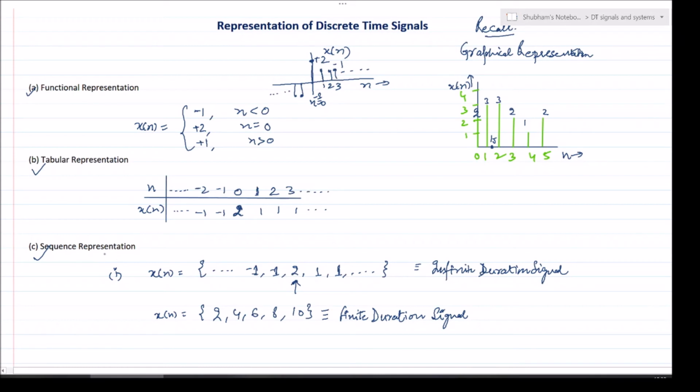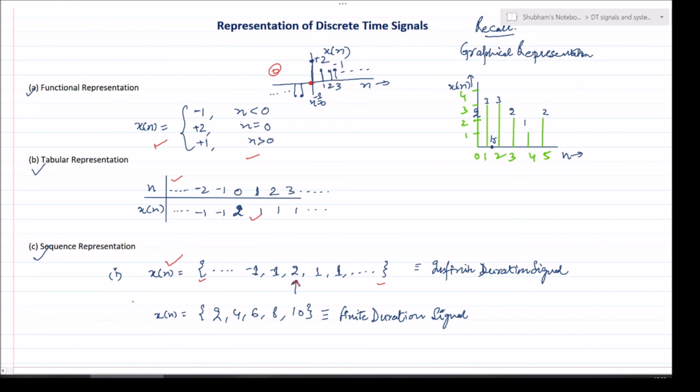Then comes the sequence representation. The sequence representation aims at telling all the sample values by filling inside these curly braces, and we denote the origin. So we denote the origin by an arrow. Here x[n] is the same we used in the previous examples. So these are the three representations of the same function.